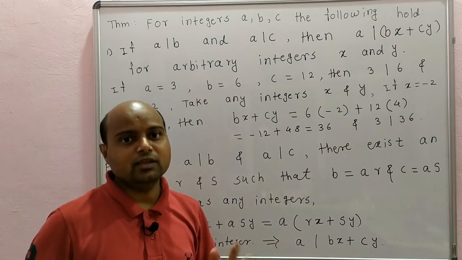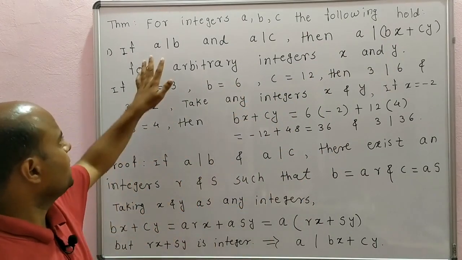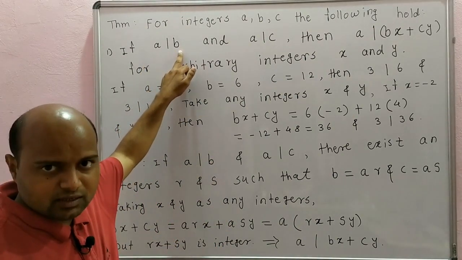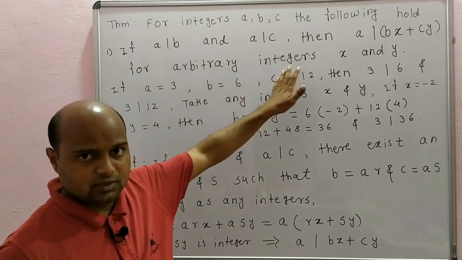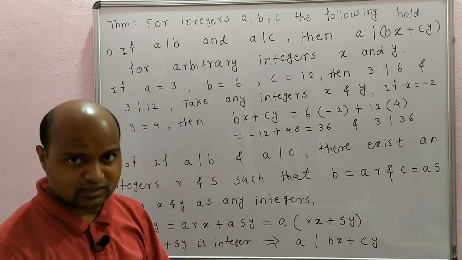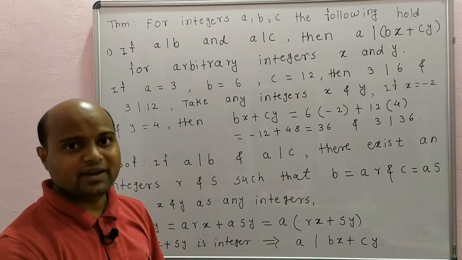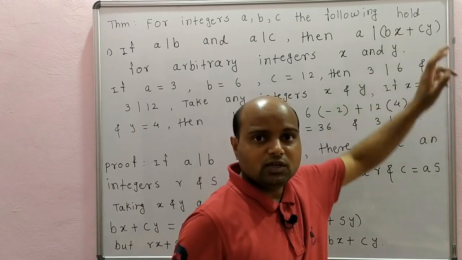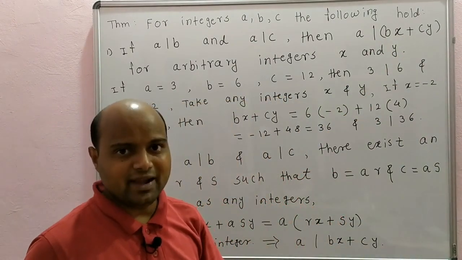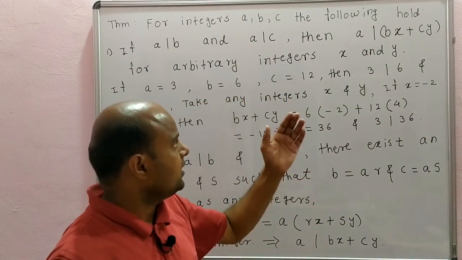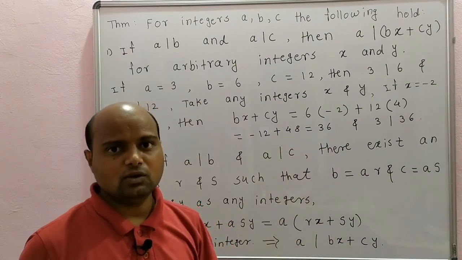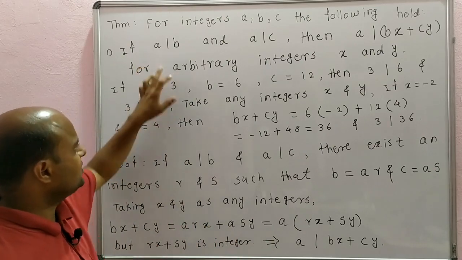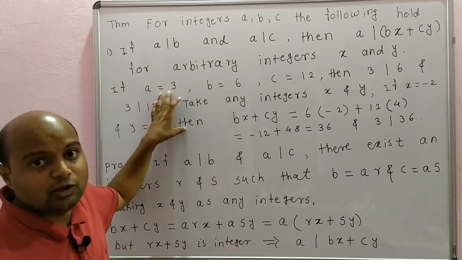Arbitrary means what? Any. If we have A, B, C integers and A divides both integers B and C, then A divides Bx plus Cy. Bx plus Cy means what? It is a linear combination of B and C. That is, A divides a linear combination of B and C. I illustrate this result by taking some particular values.